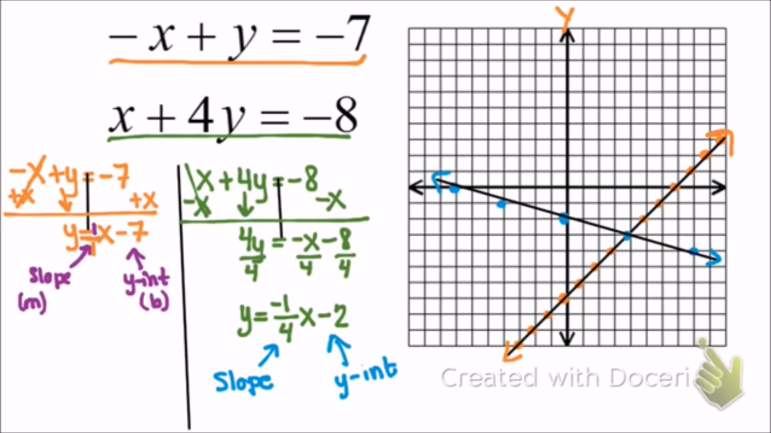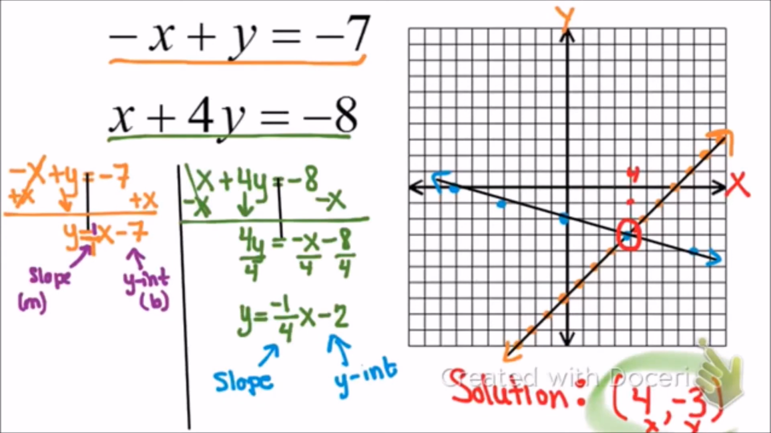So that was our second step. Our last step was to find the solution. And remember that the solution of a system is the point where they intersect. So I'm going to write solution here. That was the whole basis of this, to find the solution. And I'm looking for where they intersect. And they intersect right here, which is x first for your ordered pair, x and then y. So I have 1, 2, 3, 4. And down 1, 2, 3, so that's a -3. So my solution would be 4, -3. Alright, have a good day.